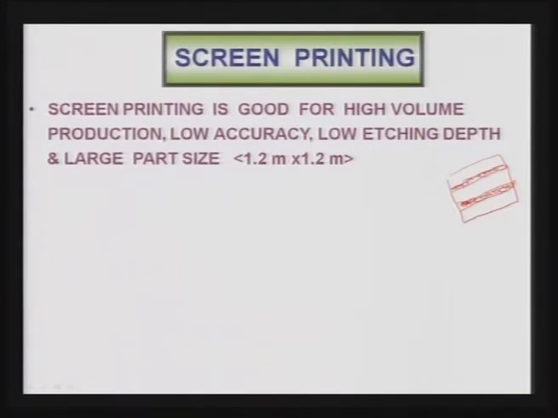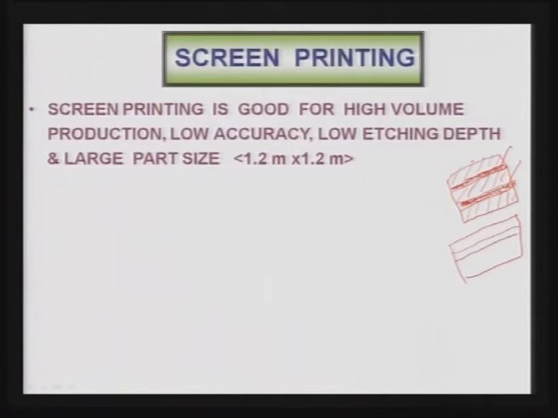Then what you do? You make the screen such that this is covered by the screen of, say, metal. Then you apply the maskant in the rest of the area by either spraying or by brush or by any other means. But the area where you have kept the metallic pieces or the screen, there is no maskant. So, what you can do? You remove these two plates, then you will get the workpiece of this type.